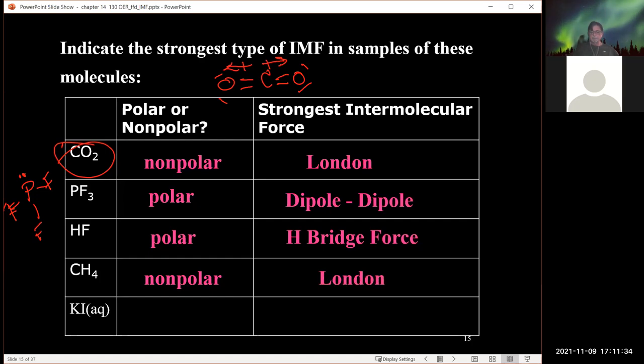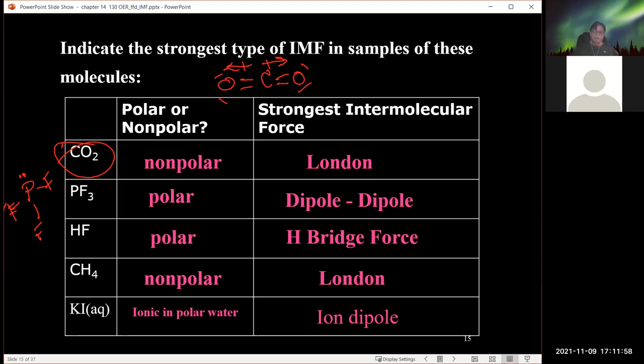And then the last one is KI. You see it's ionic, and it's AQ, meaning aqueous. So the only logical choice is ionic in polar water. It's not really polar or nonpolar, it's just ionic in polar water. And the force associated with that is simply the ion-dipole force.